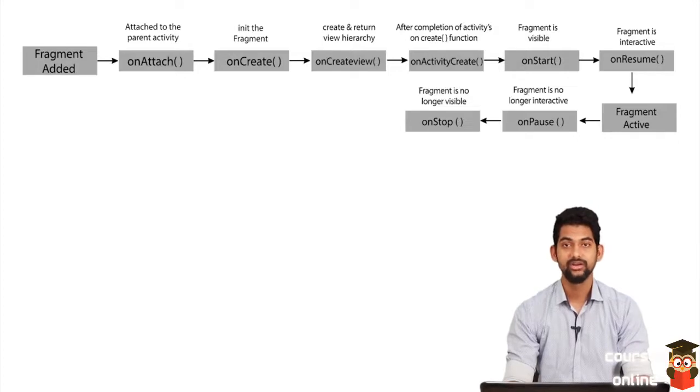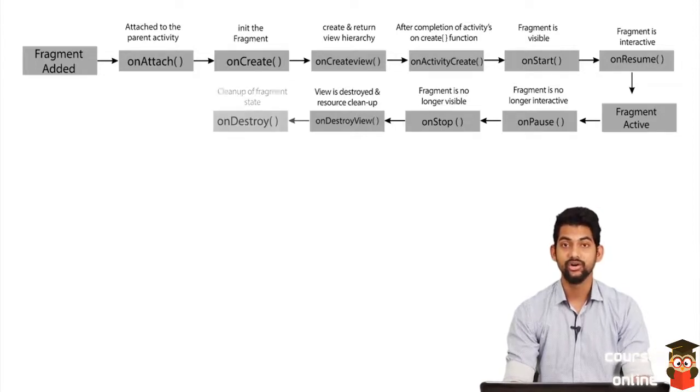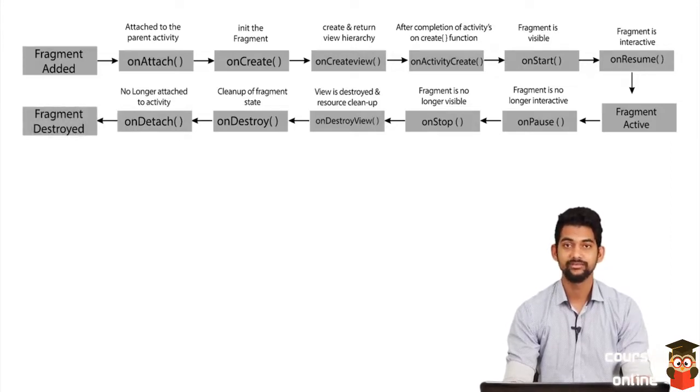And then we've got onDestroyView. This is where the view is destroyed and the resource cleanup is triggered. And then we've got onDestroy. This is where the fragment is destroyed and the fragment state is cleaned up and the fragment is gone.